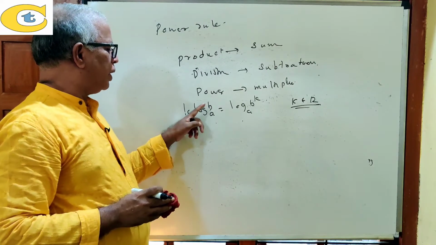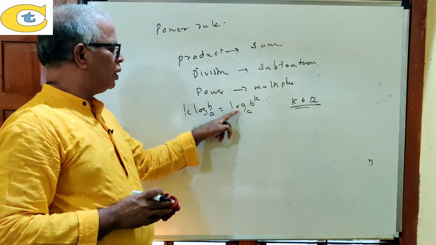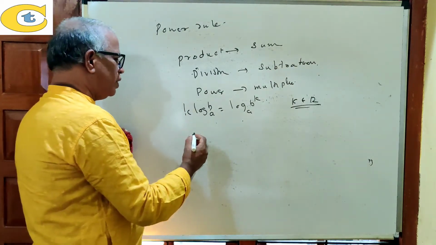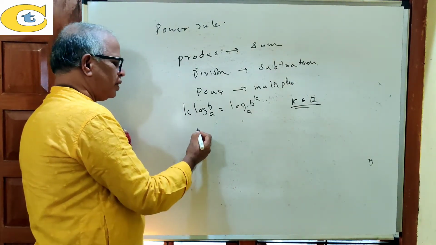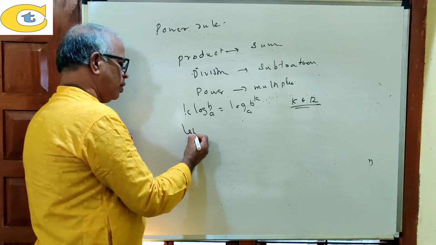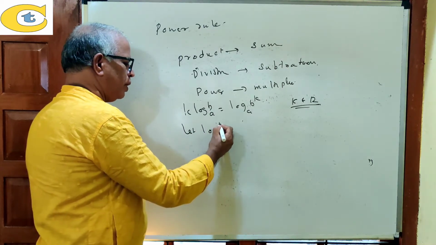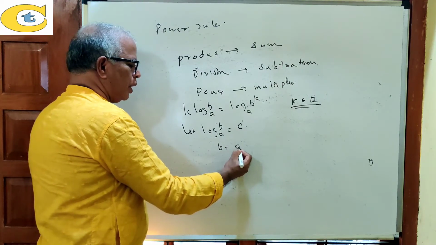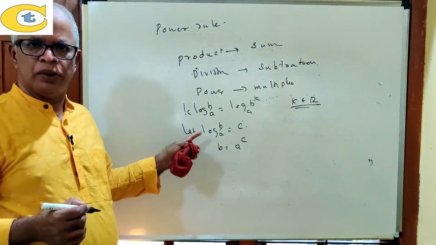k log b to the base a is equal to log of b raised to k to the base a. Or you can write this one. From the RHS, we take the RHS. Let log b to the base a be equal to c. So b is equal to a raised to c. It's very clear to you, I hope.